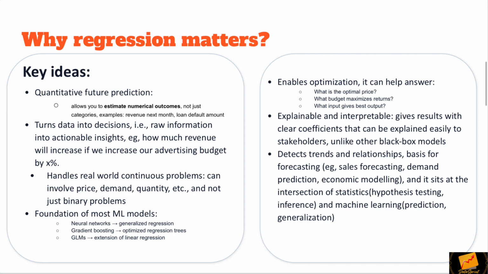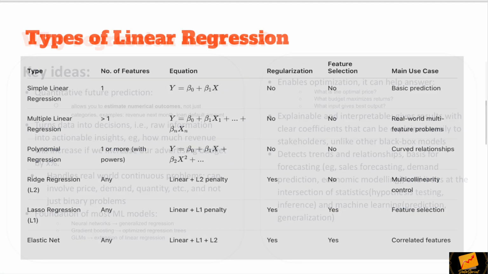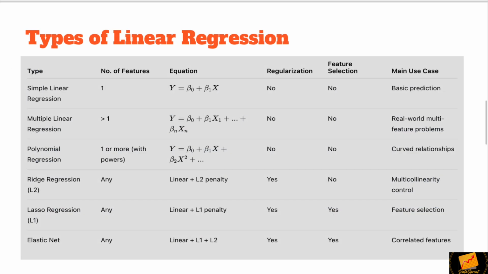Another key advantage is that regression models, especially linear models, are explainable and interpretable, meaning we can clearly understand how each feature affects the output. Regression helps detect patterns and trends in data, making it useful for forecasting tasks such as sales prediction, demand forecasting, and economic modeling. Finally, regression acts as a bridge between statistics and machine learning, combining inference and hypothesis testing with prediction and generalization.